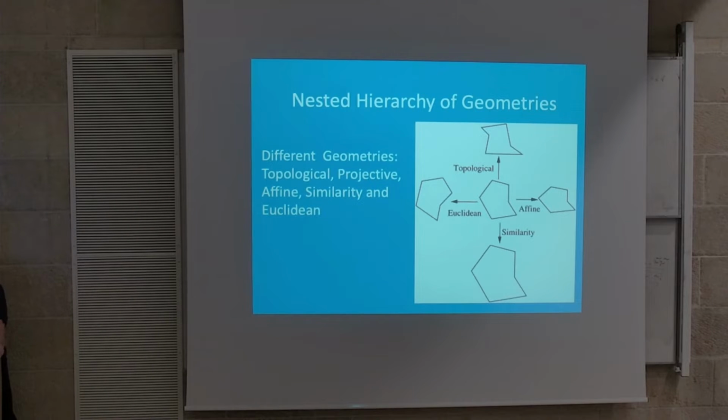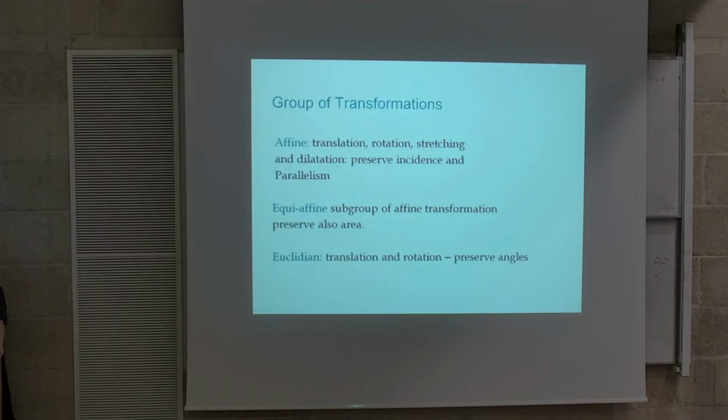This is what Felix Klein was talking about when he talked about the Erlangen program, which is this hierarchy of groups that are not necessarily only for motor control; they also apply to perception, for vision or haptics or whatever. So as I said, you have groups of transformation. Euclidean preserves translation and rotation and preserves angles. Then you have the affine, which preserves translation, rotation, stretching, and dilatation. It just preserves incidence and parallelism between lines. And a subgroup of affine is equiaffine, which also conserves area.